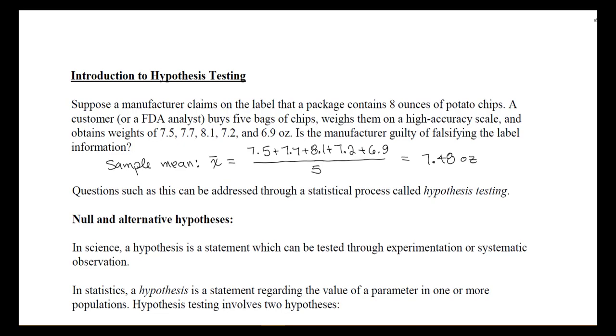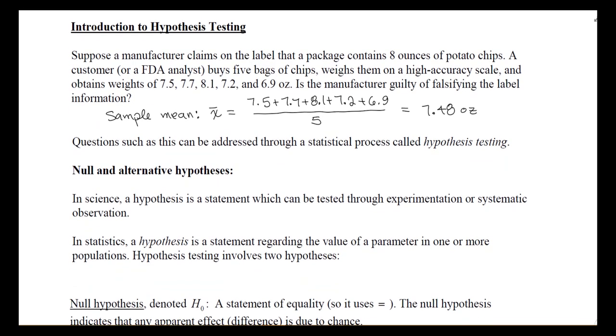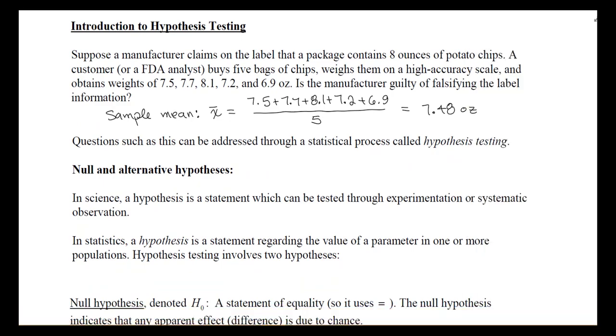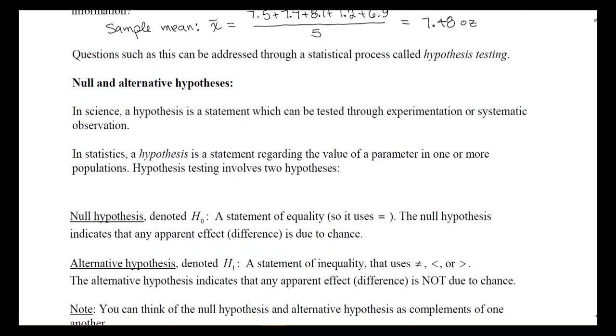Okay, so in order to get started, the first thing we need to do is talk about the null and alternative hypotheses. Okay, so in science, a hypothesis is a statement that you can test through experimentation or some kind of systematic observation. In statistics, a hypothesis is going to be a statement regarding the value of a parameter in a population, or maybe in more than one population.